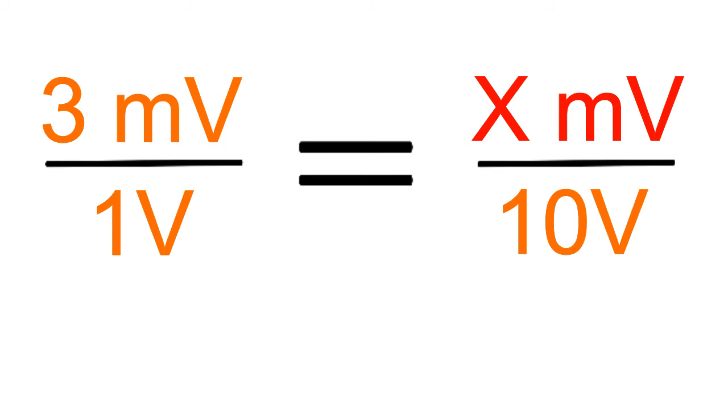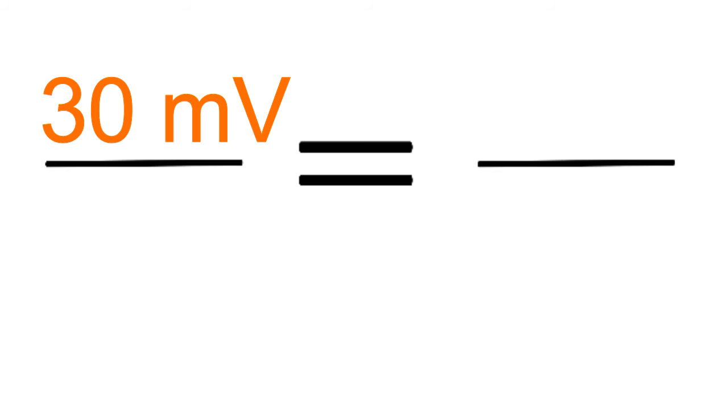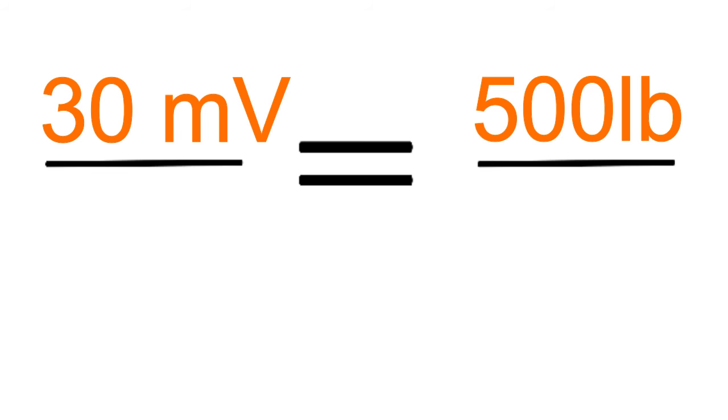That was too easy. So if we know 3 out of 4 of these values, we can determine the missing value. We know at capacity, our load cell will output 30 millivolts. Let us assume we have a 500-pound capacity load cell. Keeping both values in the numerator, 30 millivolts would equal 500 pounds.